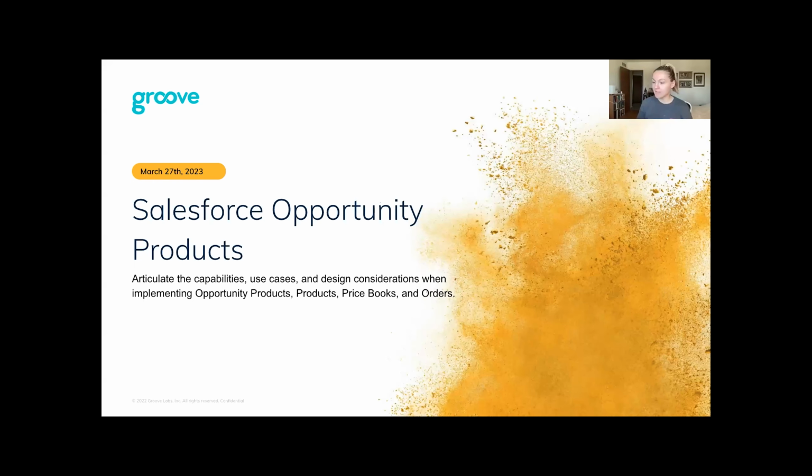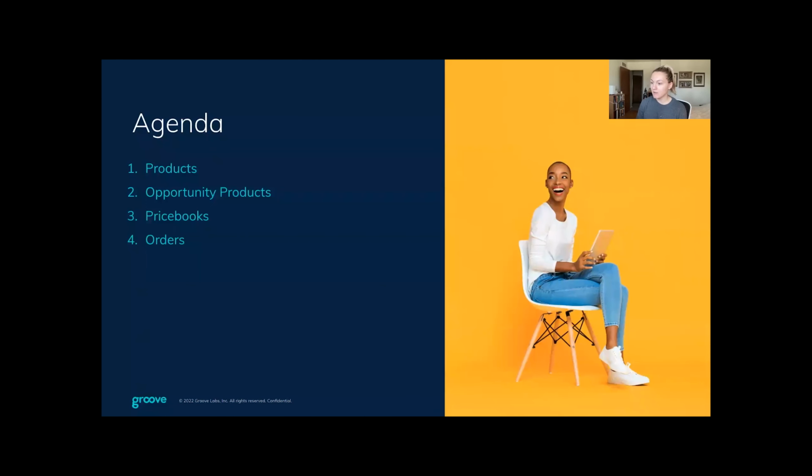I kept this a little short and sweet just because I saw the other topics on the board today, but hopefully this is a pretty good overview. My prompt was that we should be able to articulate the capability, use cases, and design considerations when implementing opportunity products, price books, and orders. So that's what we're going to cover today.